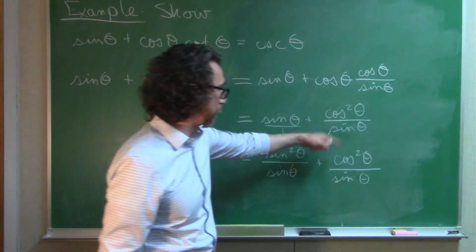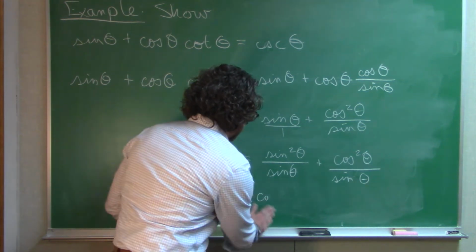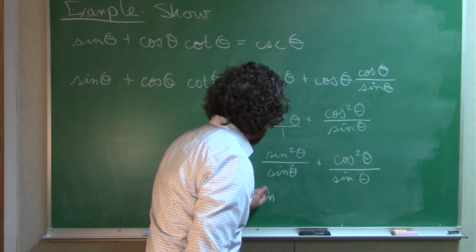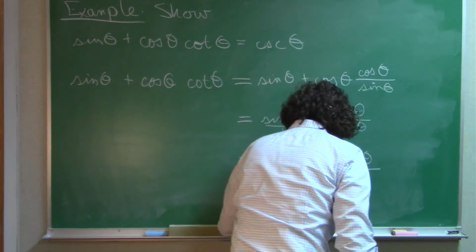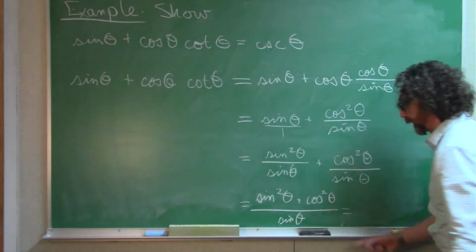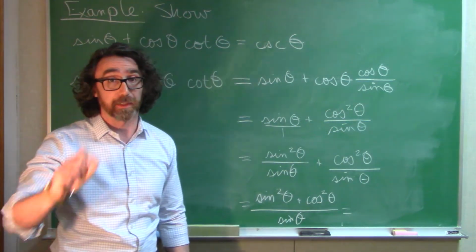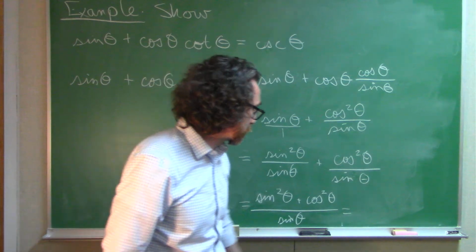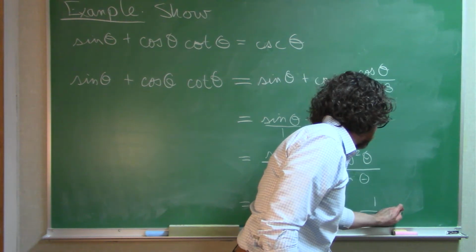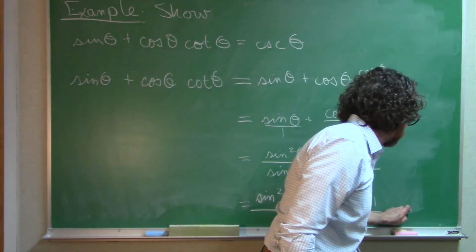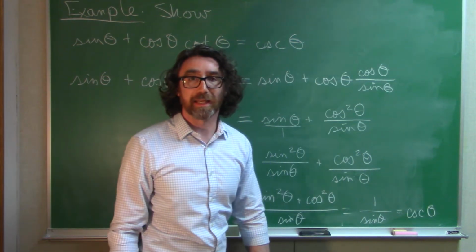No change over here. Now that I've got my common denominator, I can combine my numerators: sine squared theta plus cosine squared theta over sine theta. Now we're thinking about our identities. I got sine squared, I got cosine squared. Think about your Pythagorean identity. Sine squared plus cosine squared is equal to 1, so we have 1 over sine theta. Using the reciprocal identity, 1 over sine theta is cosecant theta.